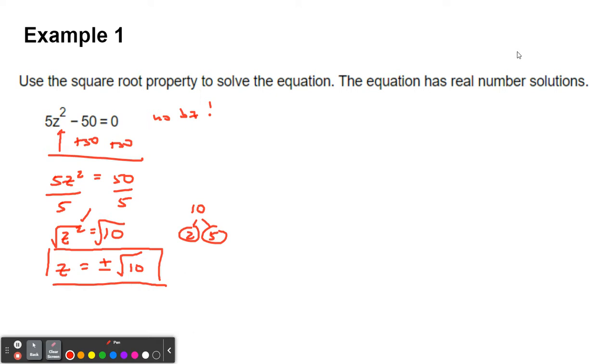Okay? Now, it might ask you to round to 2 decimals, right? So I'm going to plug this into Desmos and we're going to show.